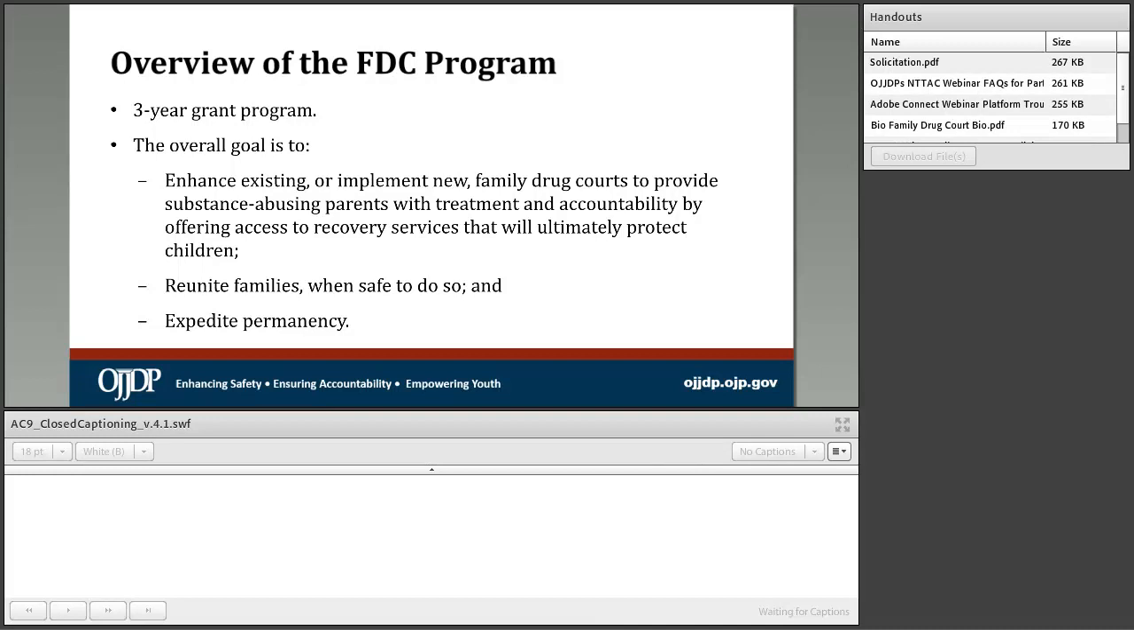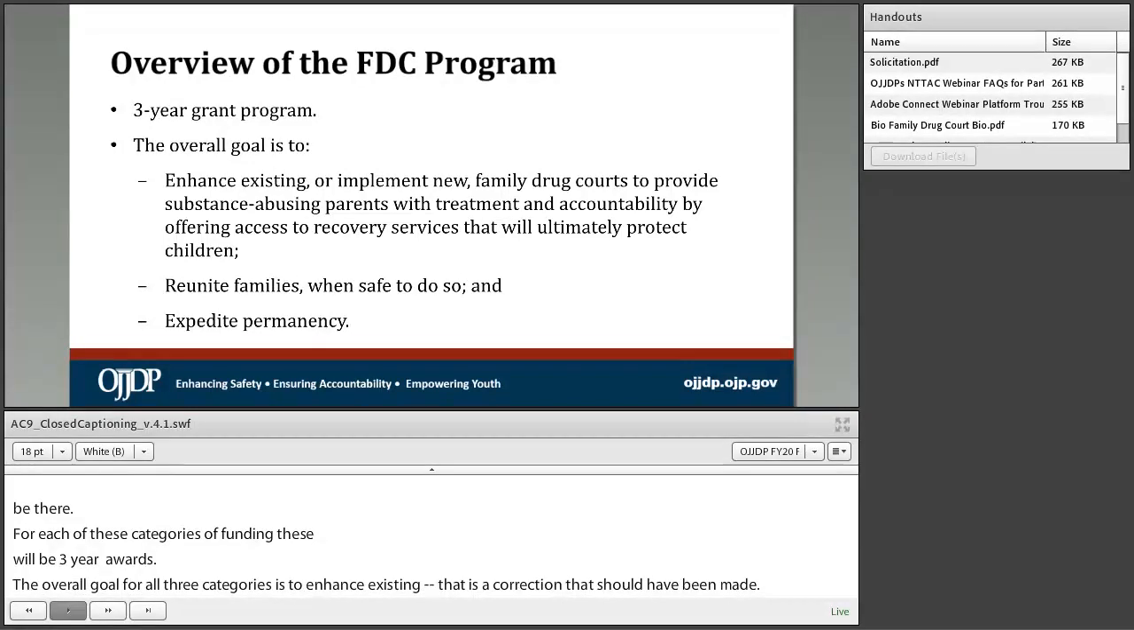So for each of these categories of funding, these will be 3-year awards. The overall goal for all 3 categories is to enhance existing, and that is actually a correction that should have been made. Unfortunately, this year we do not have an implementation category, so there is no new family drug court category or implementing new family drug court category.